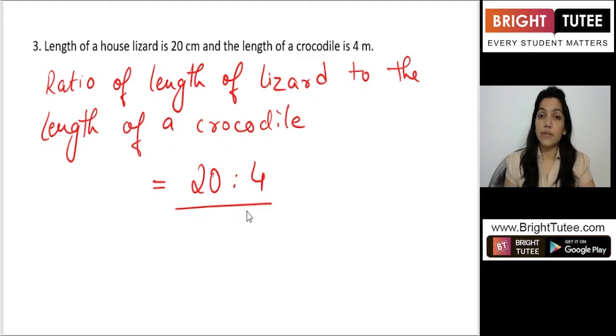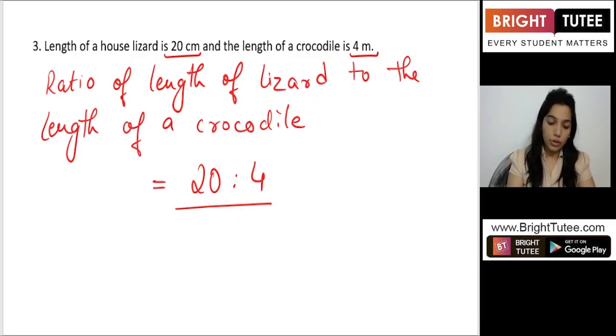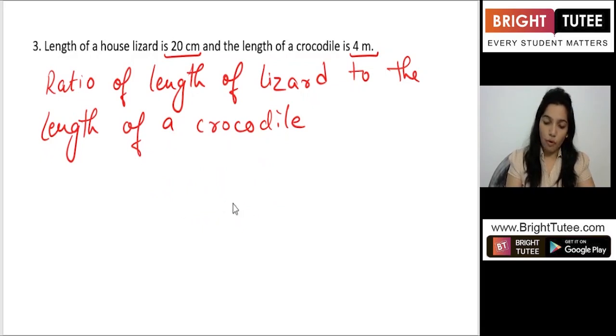I just said that when you are working with ratio, you don't have to write the units, but you need to make sure that the units are written correctly. Okay, so now can you see that here if lizard is 20 centimeters and crocodile is 4 meters, I need to convert the units into a single unit. Either I convert both of them into centimeters, or I need to convert both of them into meters. So what I'm going to do is I'm going to convert 4 meters to 400 centimeters.